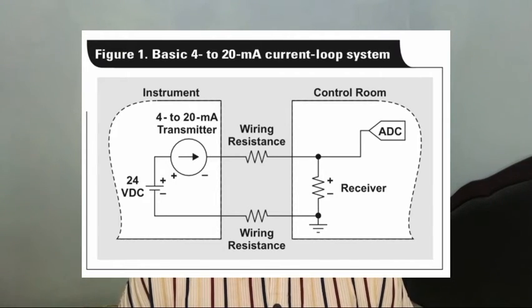This current passes through the wiring to a receiving system. There, the current develops a voltage across a resistor that is read by an analog to digital converter, or ADC, and then further processed. The loop is complete with a connection back to the voltage source that powers the loop.